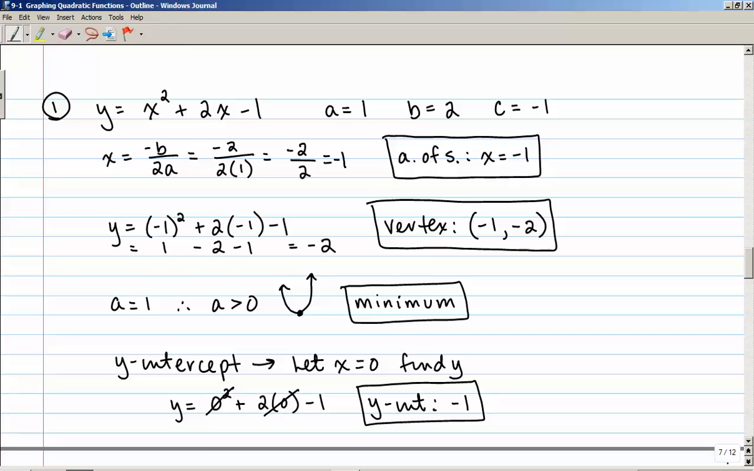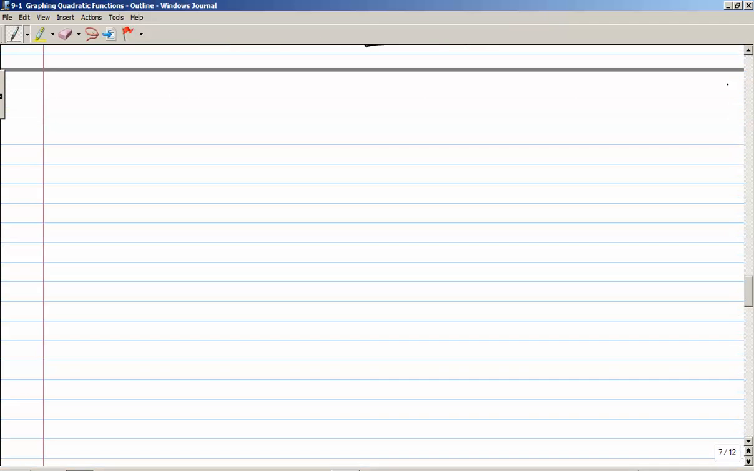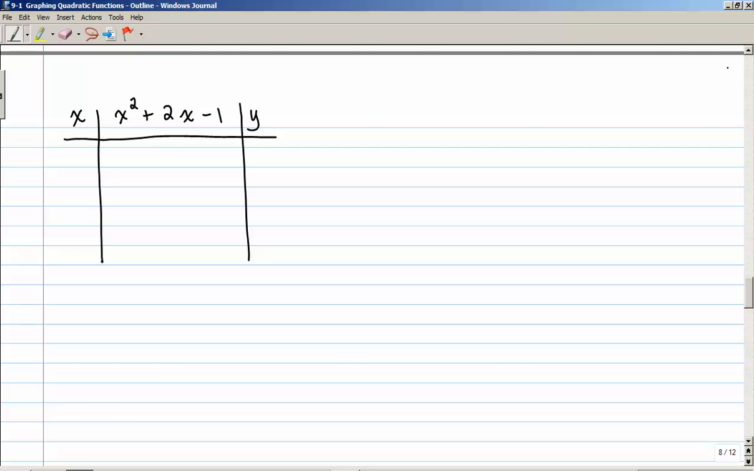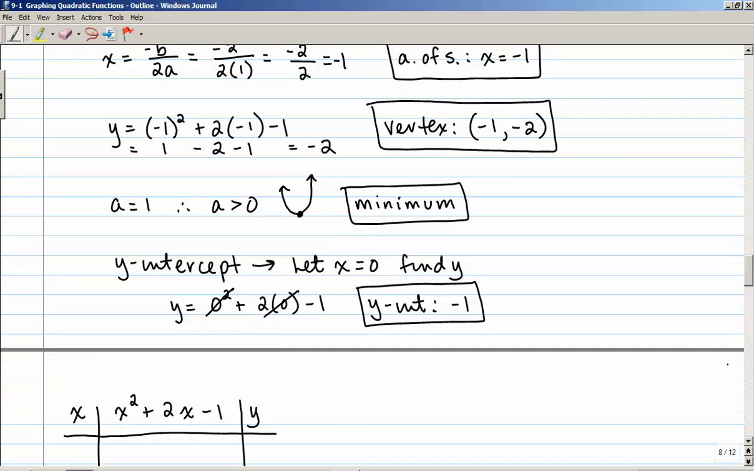Now I need to make a table of values for my function. To do that, I'll make a table that looks like this, and y is equal to x squared plus 2x minus 1. I'm going to choose values of x, plug them into the center section, and then figure out what y is. Remember, this parabola is going to look symmetric like this. So I'm going to make my vertex the center point of my table, and then I'm going to look for 2 values that are smaller and 2 values that are larger.